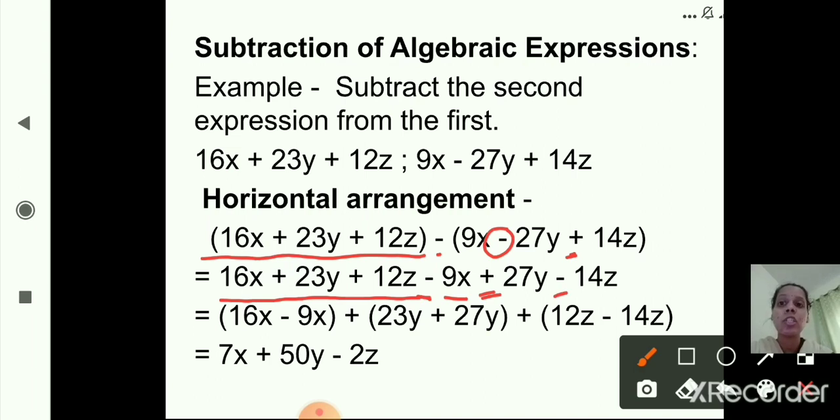Why will these signs change? Because outside the bracket there is a minus sign. So minus minus becomes plus and minus plus becomes minus. So inside the brackets the signs will change. Minus sign you will change into plus and plus becomes minus. Okay, hope you are clear with this.